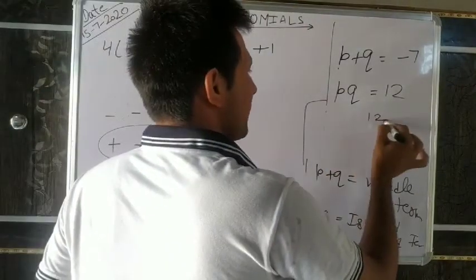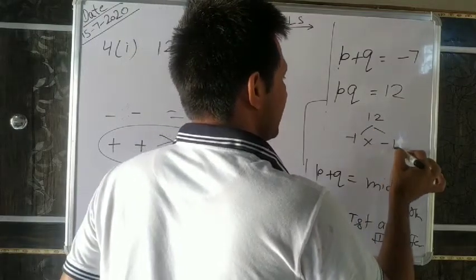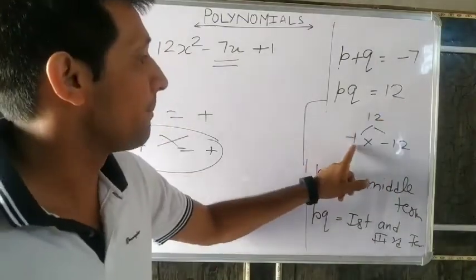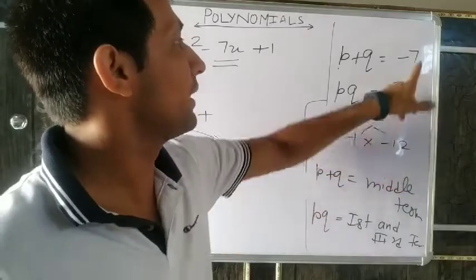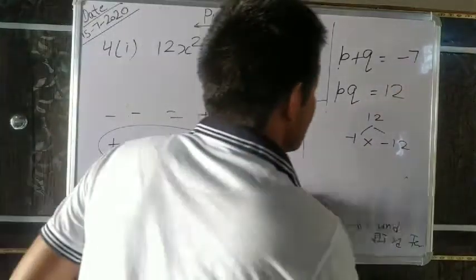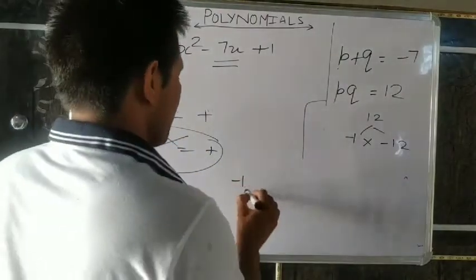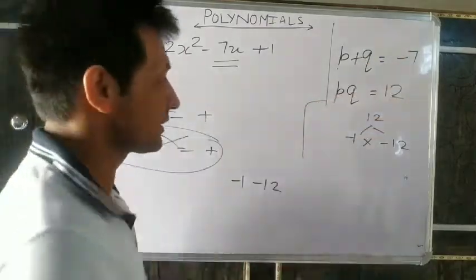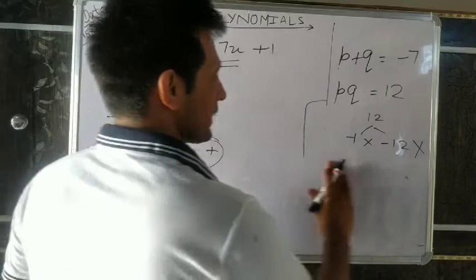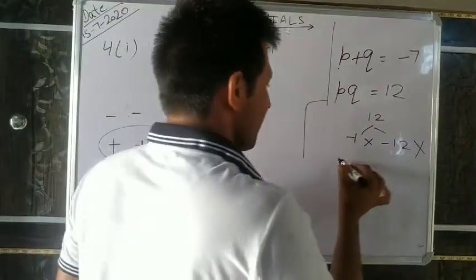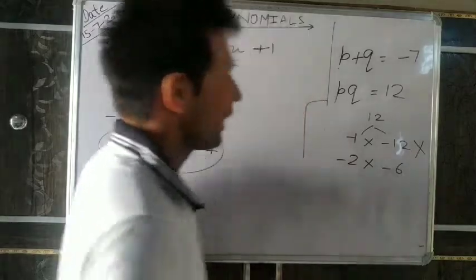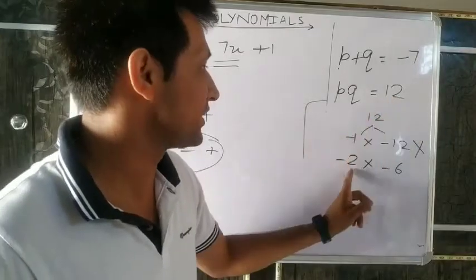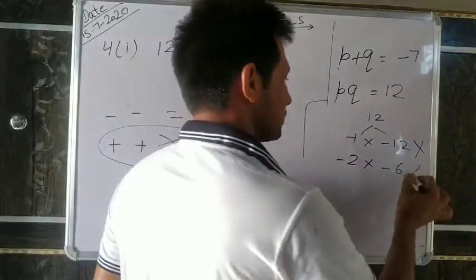12 can be written as minus 1 into minus 12. Negative into negative is positive, so the product is 12. Now we check the sum: minus 1 plus minus 12. When the signs are the same, we always add: 1 plus 12 is 13, but the sum should be minus 7. So this case is not possible. Next, minus 2 into minus 6, the product is 12. But the sum of minus 2 and minus 6 is minus 8. It is also not possible.